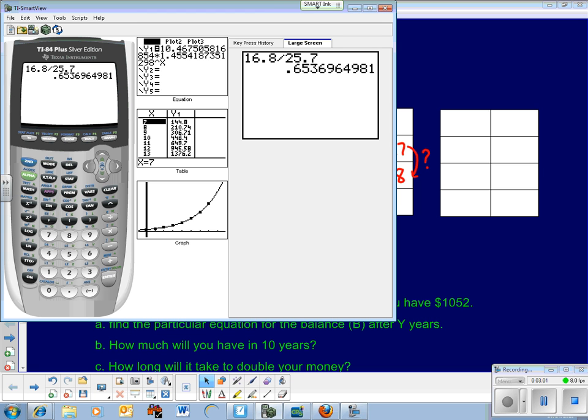There's something you should know. STO is down on the left of your calculator, store. And then I'm going to pick a letter. I'm just going to store that in letter A. So if I want to use that number, I can just use A. So from here on out, that A is 0.653, on and on and on. So back to my screen.